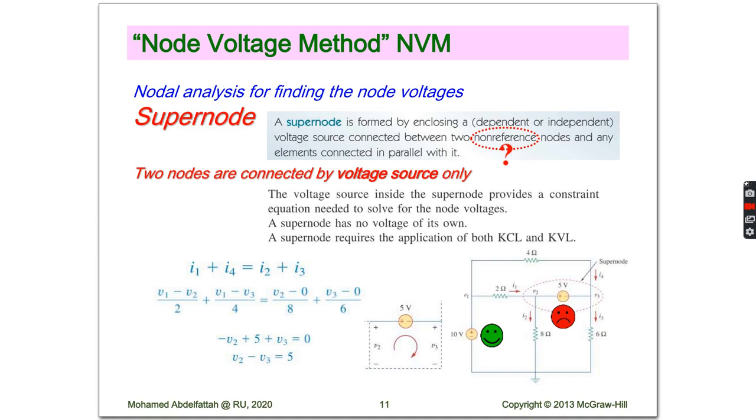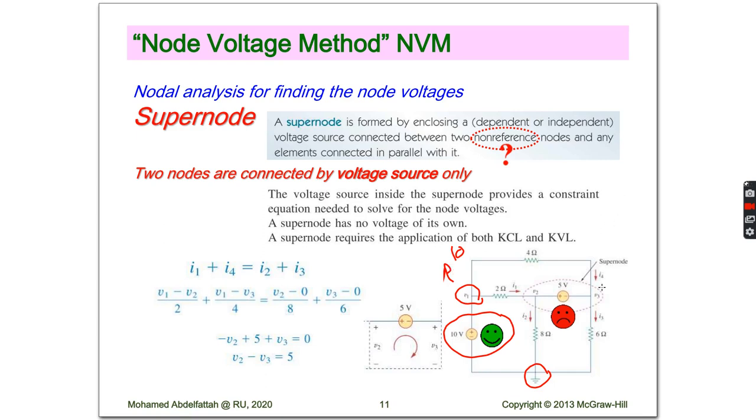In some cases, the voltage source could cause some trouble. The first case is if the voltage source is connecting the reference node to another node. And this is a good case, because in this case we could find the voltage directly from the voltage source. The 10 volt source here is keeping the voltage difference between the ground and V1 at 10, with the positive at the V1 side. This means V1 equals 10, and it's not an unknown anymore.